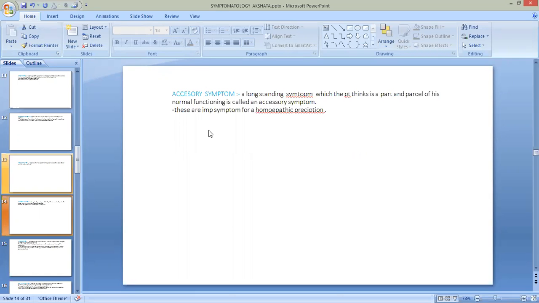And though these symptoms are present since long duration, the patient cannot express them, and does not know the importance of that symptom. But we have to collect these types of symptoms because they are very important for prescribing the homeopathic medicine. So we have to collect such symptoms while taking the case.